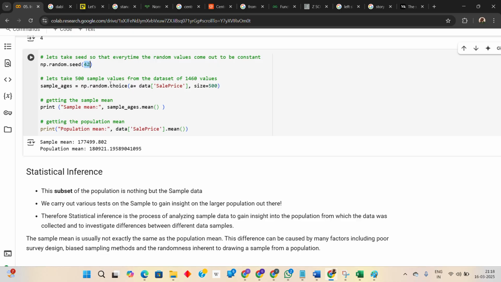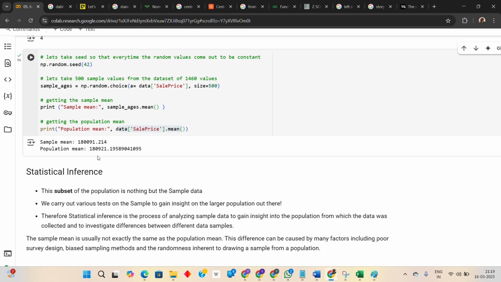Here what I'm getting is random samples. I'm taking 500 random samples out of this data as a sample. I'm calculating the sample mean. I'm calculating the population mean. Population means the overall mean. So what values am I getting? The sample mean is 180,091. Here it is 180,922. So very close, right? Sample mean and population mean are very close.